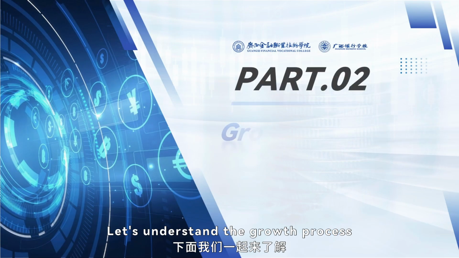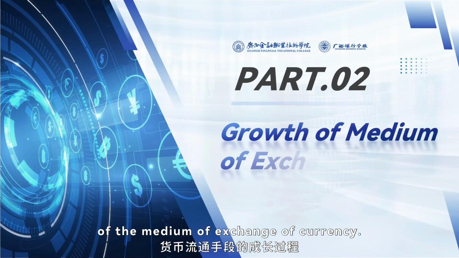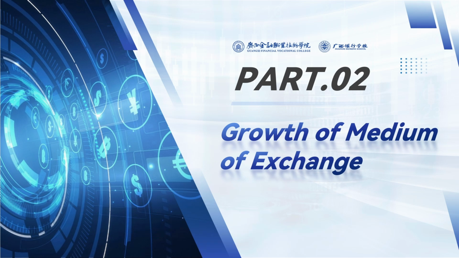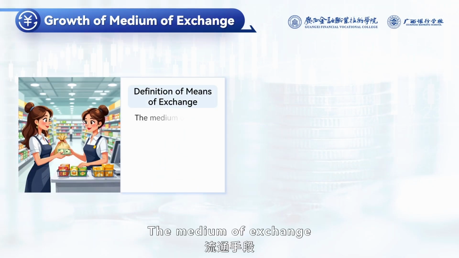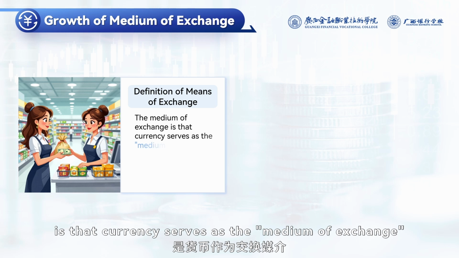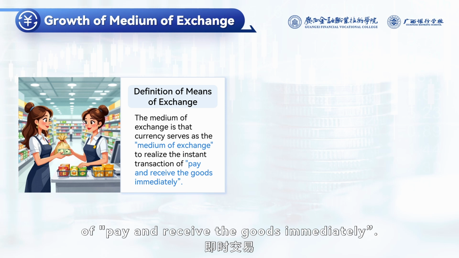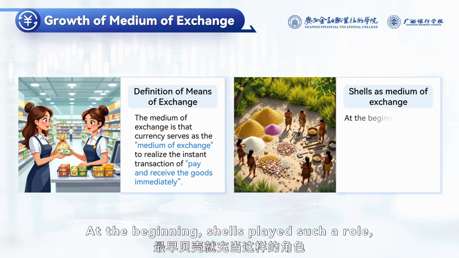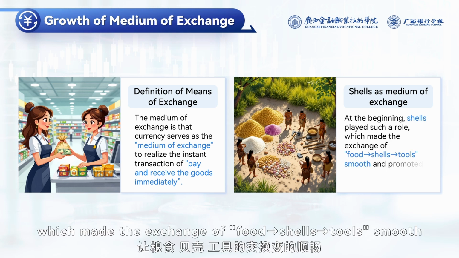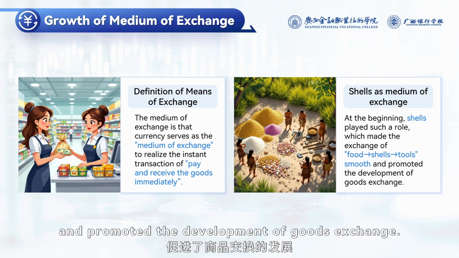Let's understand the growth process of the medium of exchange of currency. The medium of exchange is that currency serves as the medium of exchange to realize the instant transaction of pay and receive the goods immediately. At the beginning, shells played such a role, which made the exchange of food to shells to tools smooth and promoted the development of goods exchange.